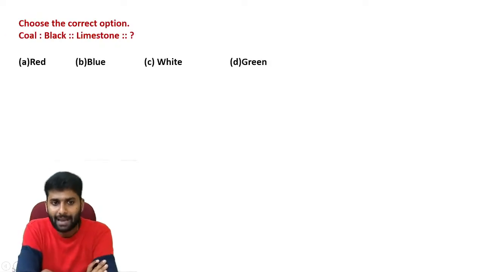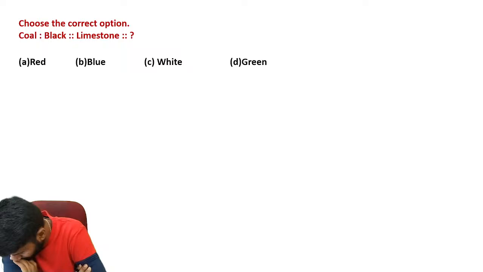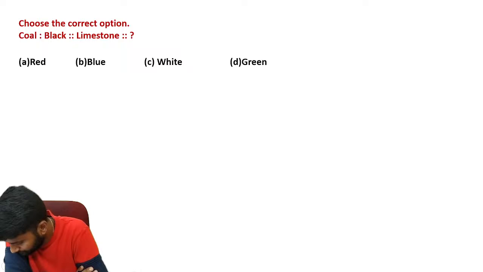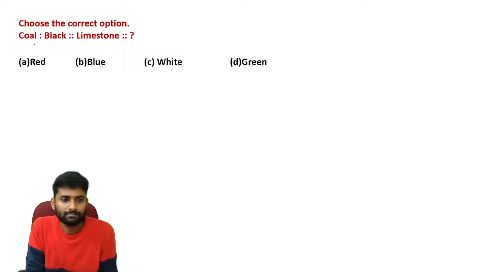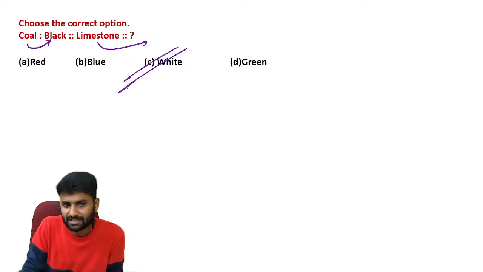Next, coal, black, limestone. What is the relation here? Now see, coal. So here the color of coal is represented, black; limestone is all about white. It's a represented color.